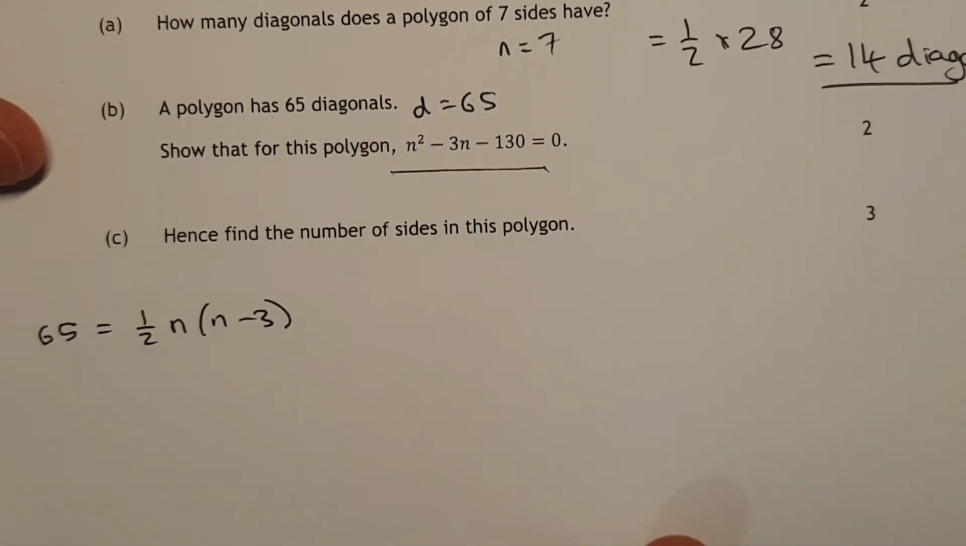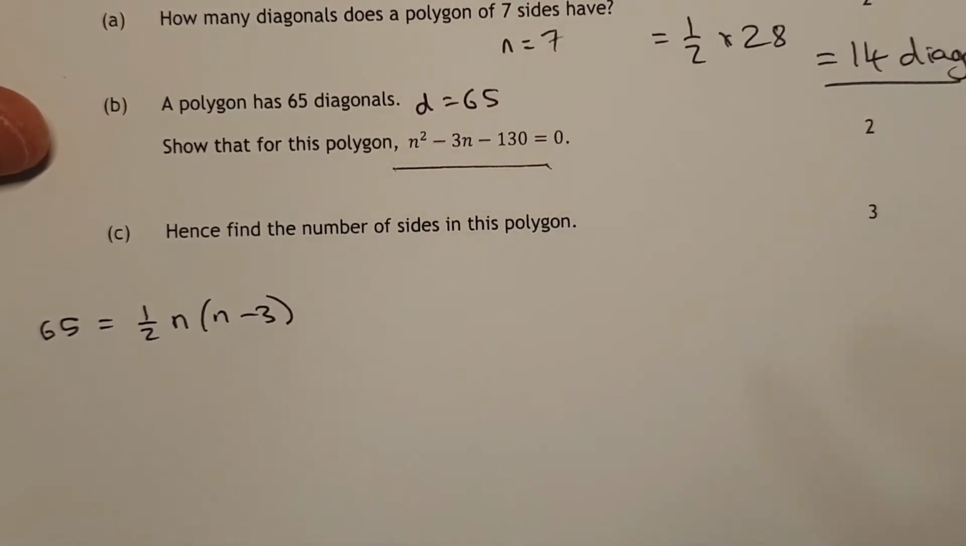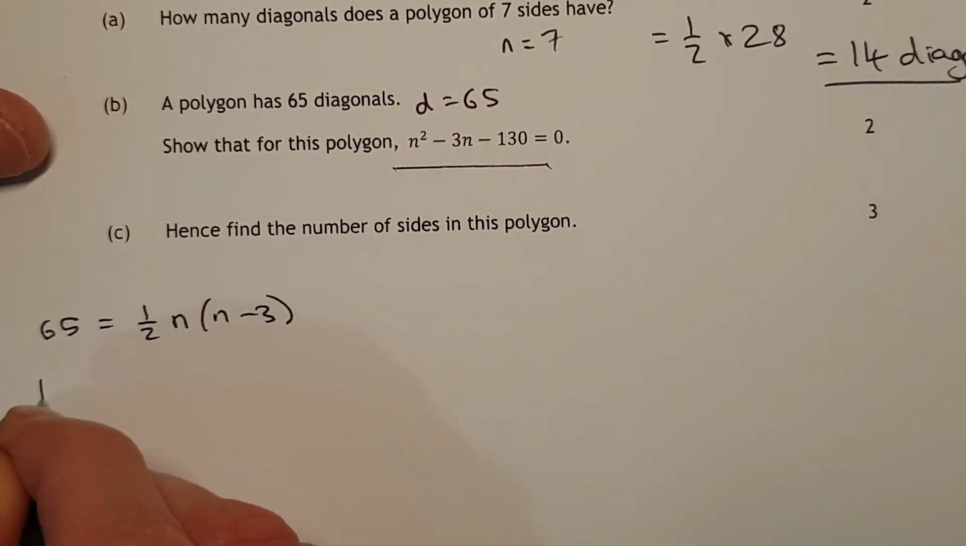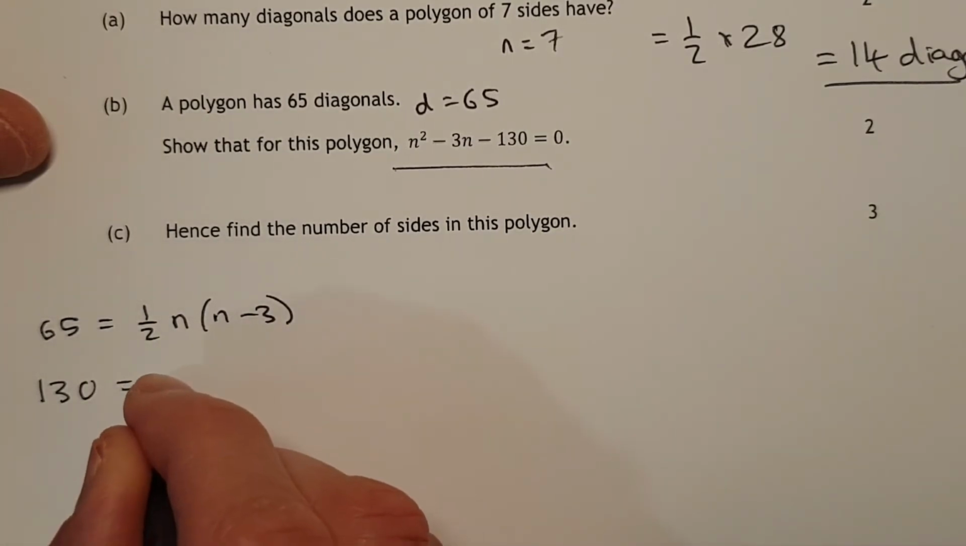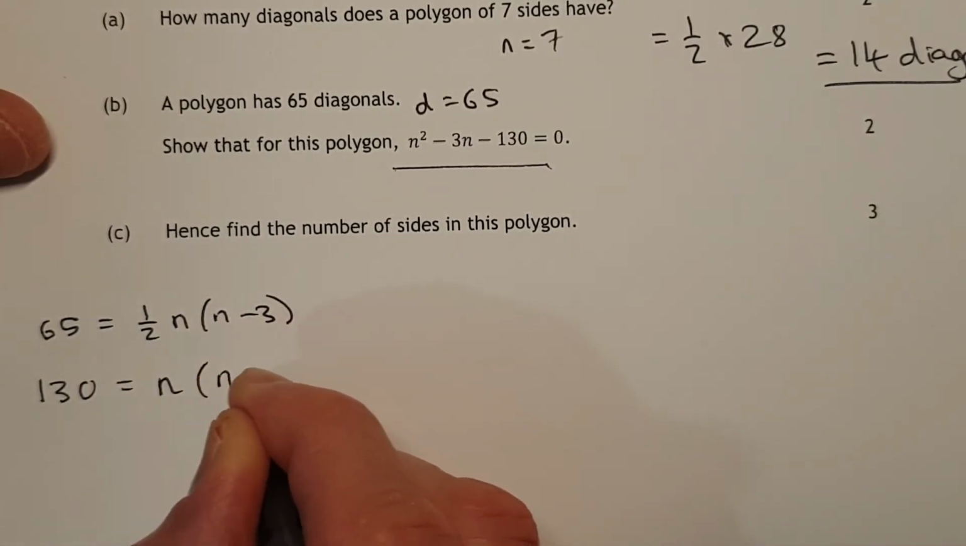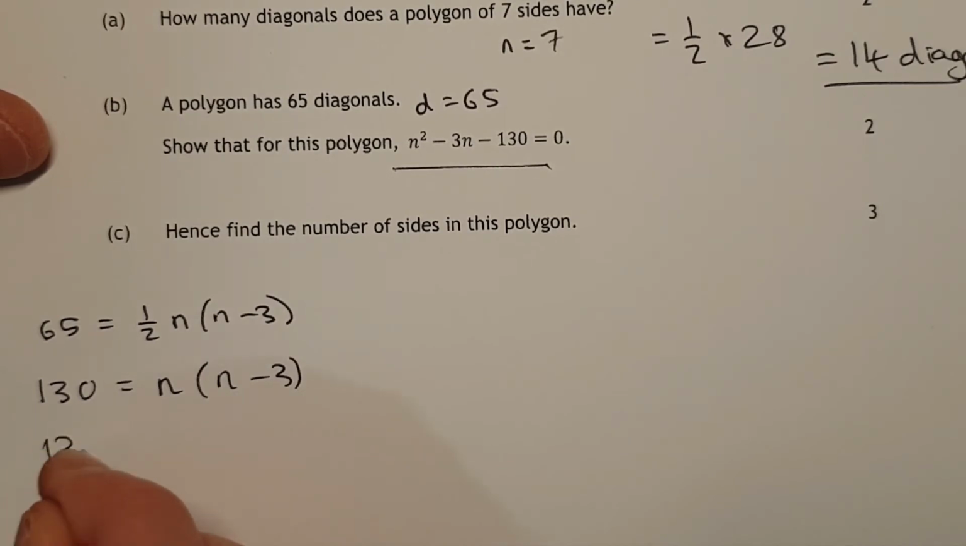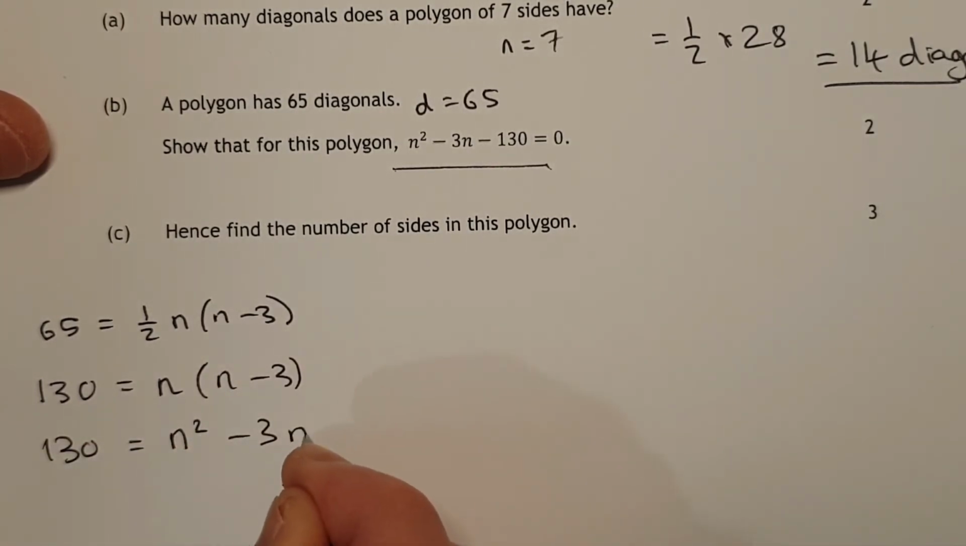Now I have this half here. It would be easier if that wasn't there, so I'm going to times both sides by 2. So I'm going to have 130 equals, so 2 times a half is just 1, so that can just be left off, n(n minus 3). So it's 130 equals, multiplying out the brackets, it's n squared minus 3n.